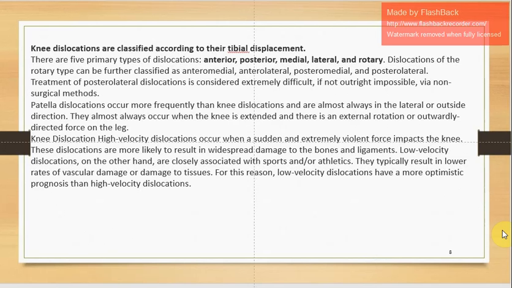So knee dislocation, high velocity dislocations occur when a sudden and extremely violent force impacts the knee. They are more likely to result in widespread damage to the bones and ligaments. On the other hand, the low velocity ones are closely associated with sports or athletics, and they typically result in lower rates of vascular damage or damage to tissues. So for this reason, low velocity dislocations have a more optimistic prognosis than the high velocity dislocations.